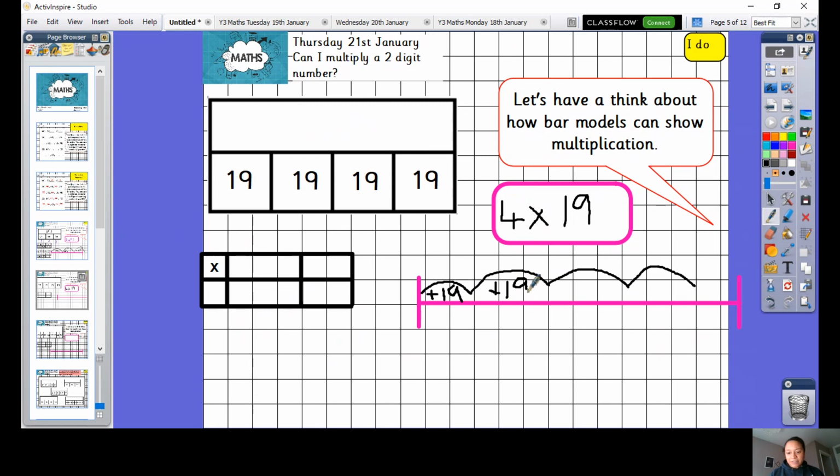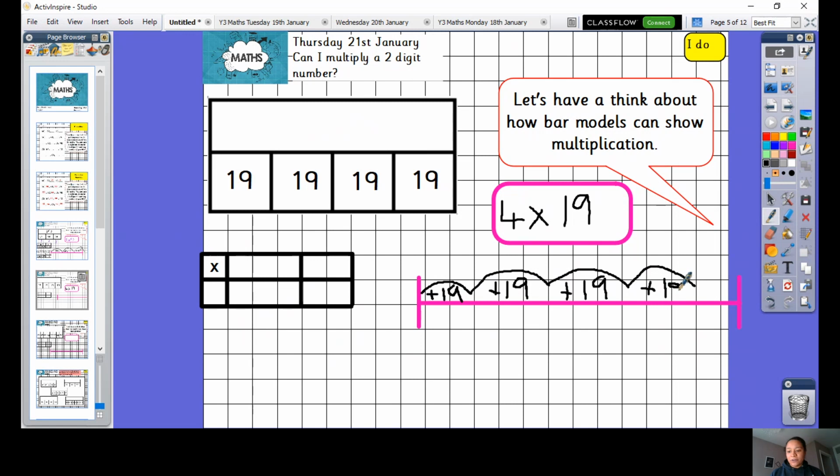It's nice, though, to have this kind of knowledge, because this is just a different way of showing that you understand something. So there we go. So this 4 times 19 could be shown like this. There we go.